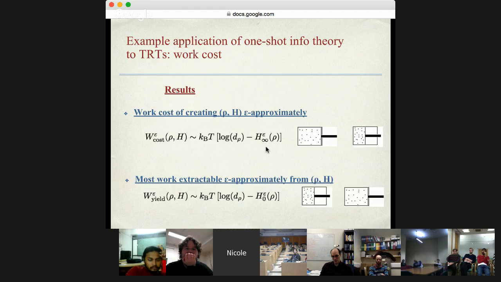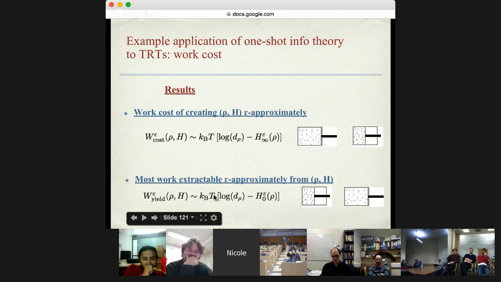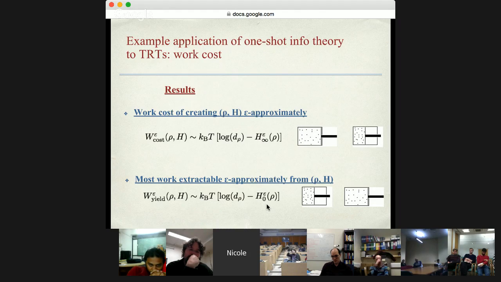We can ask about the reverse process. I warned you we would. Suppose that you started off with some state rho comma h, and you wanted to extract from it as much work as possible with some approximation in there. What is the most work you can extract? Again, we have this energy dimensionful factor, we have the log of the dimension of the space, and we subtract off this smooth max entropy. Here's the min entropy, here's the max entropy. These two thermodynamic tasks that are sort of inverses of each other have optimal efficiencies given by different entropies. This is a signature of one-shot information theory.